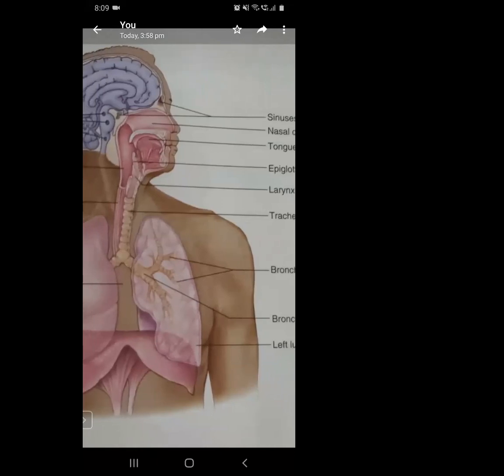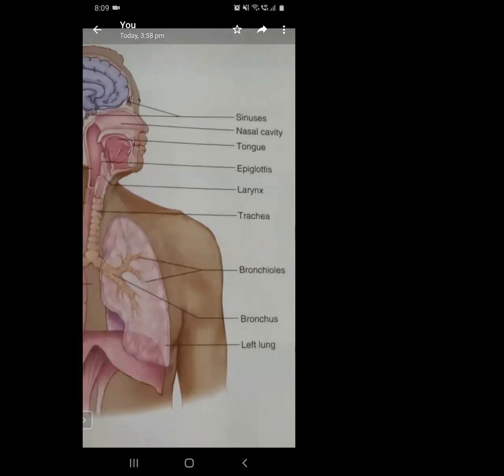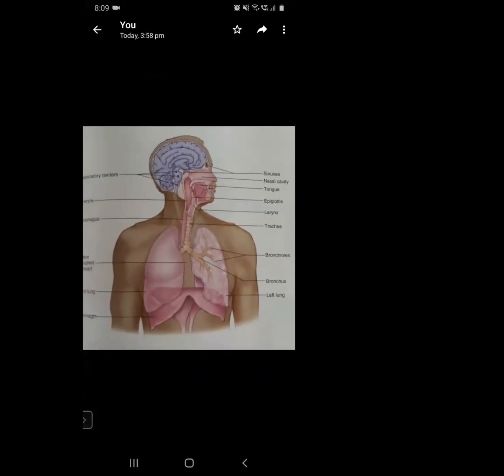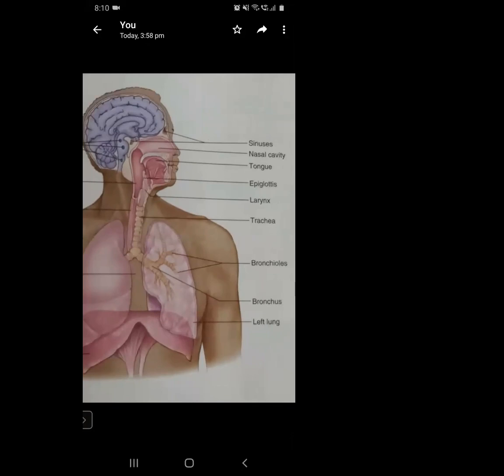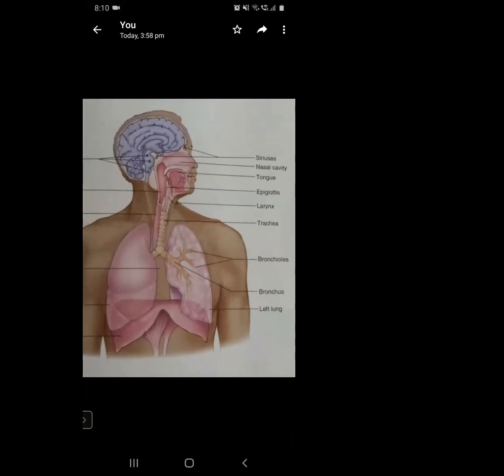Then going down the trachea, you will have two branches, the bronchi. Bronchus is singular, plural is bronchi, and once at the level of the bronchi, the respiratory system is now inside the lungs. And inside the lungs, the bronchi divide further into smaller bronchioles. Then these bronchioles become further small into small air sacs called alveolar sacs or alveoli, where the actual gas exchange takes place. So this is the whole respiratory system.